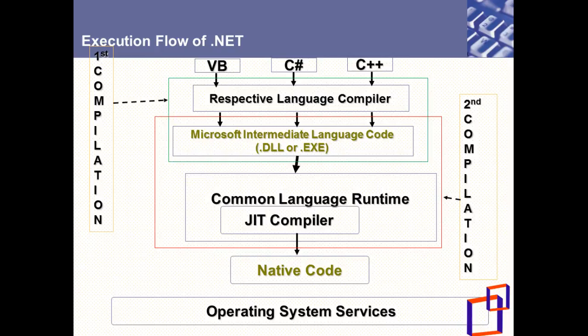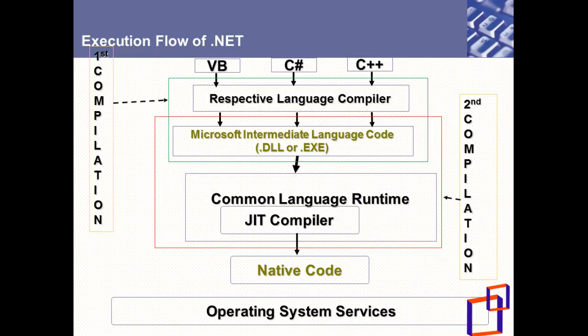Previously we discussed that one. And finally it will give the native code. Why native code? Because the native code only is understood by the machine. Simply, the machine only knows about the native code. So finally the native code is executed by the operating system. In the first step, the source code is converted into the MSIL code. In the second step, the MSIL code is compiled by the JIT compiler. Finally it provides the native code.